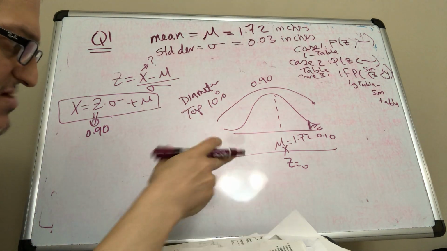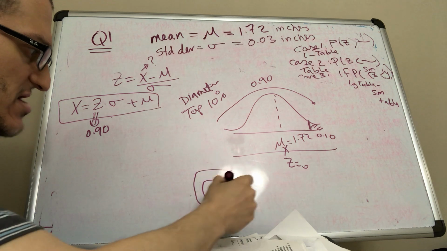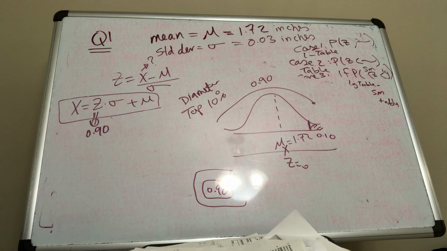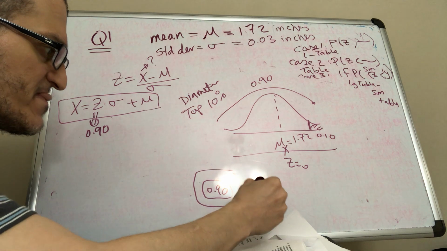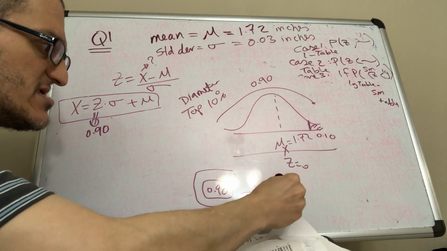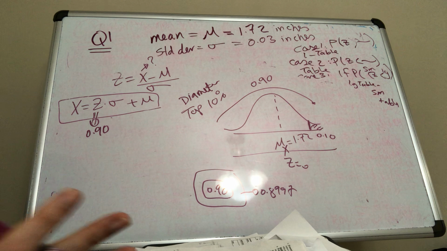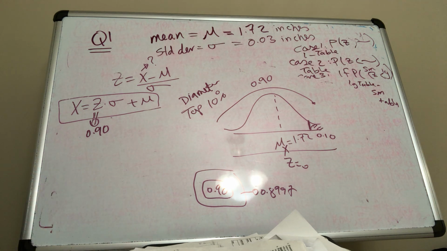So you go to the positive table, you look inside for the closest to 90%. And I believe that if you look it up, the closest to 90% would be 0.8997. So you'll see that it's 0.8997. And in this case, you'll use 1.27. Some people use 1.28. It doesn't matter. They're all good.